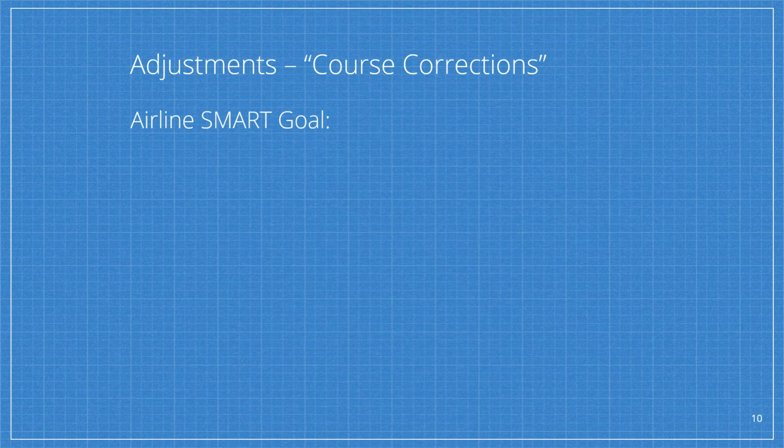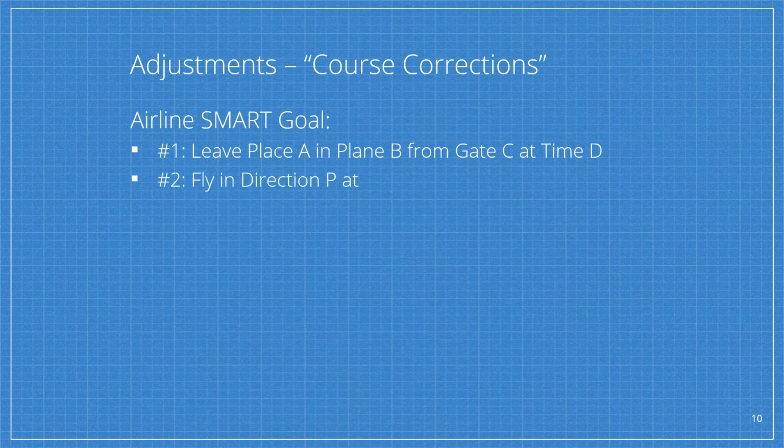A flight has a three-part SMART goal. Leave a place, in a plane, from a gate, at a time. Fly in a direction, at a speed. Arrive in a place, at a gate, at a time. You can assume you're in the same plane you left in.